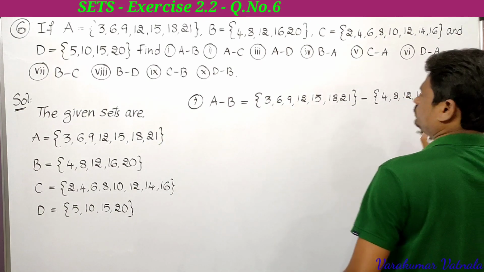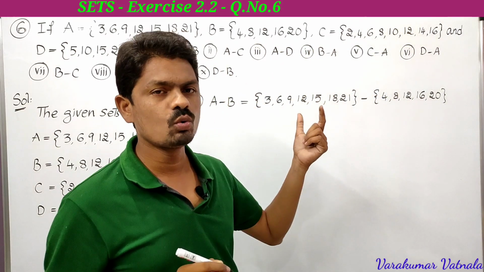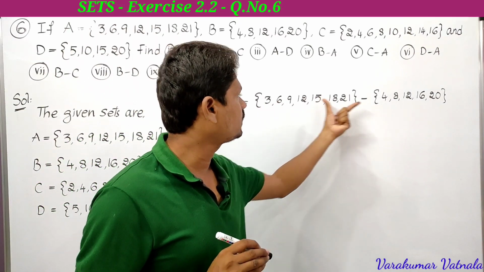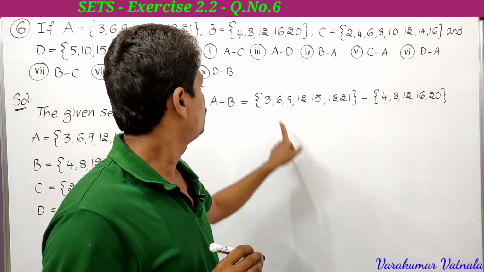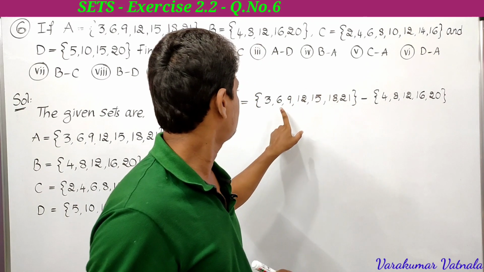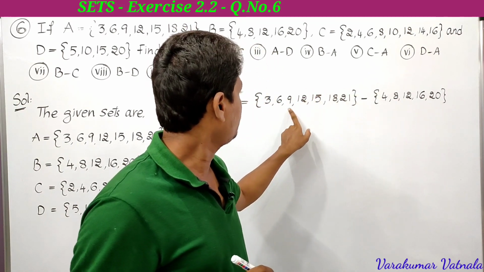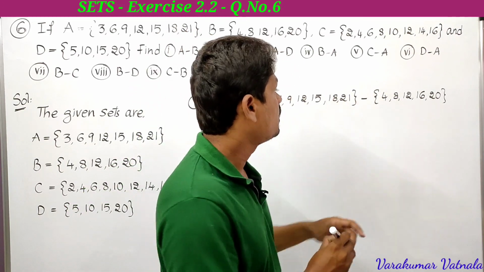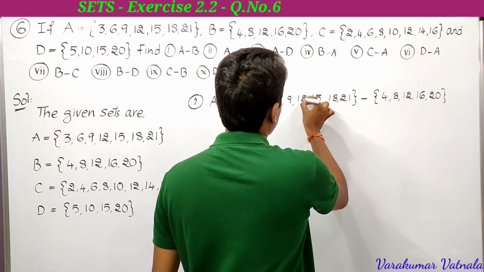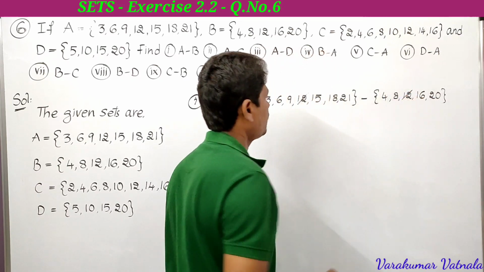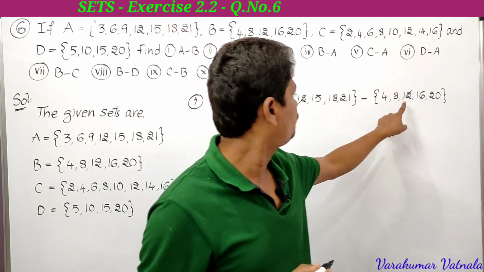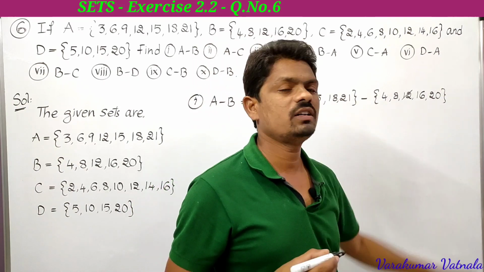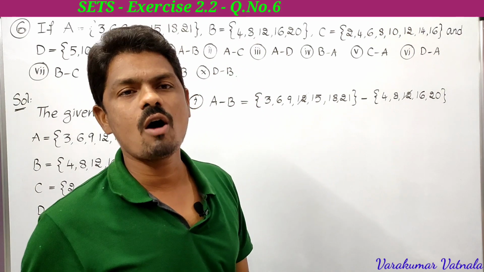So now we have to find A minus B. For that you just have to remember: first we have to identify the common elements in both the sets. So here 3 is there, it is not there in B. 6 is there, it is not there. 9 is there, it is not there, but 12 is there in the first set and in the second set. So now cancel the common elements. 12 cancel. Next 15 is there, 15 not there; 18 is there, 18 not there; 21 is there, 21 is not there. So only 12 is the common element.